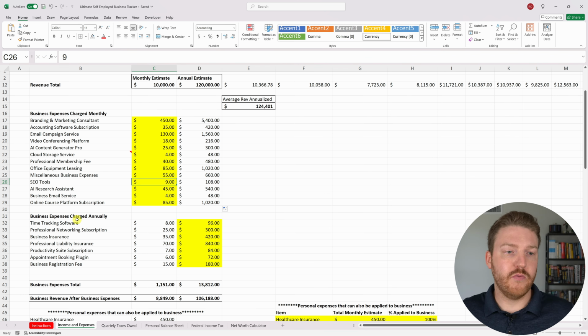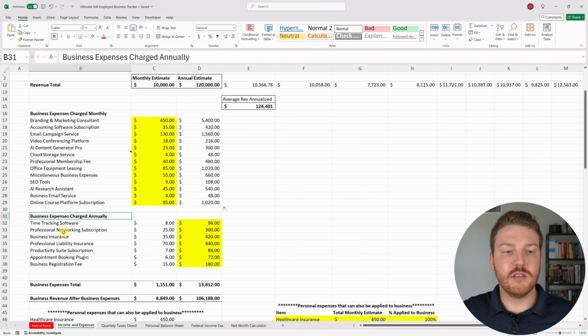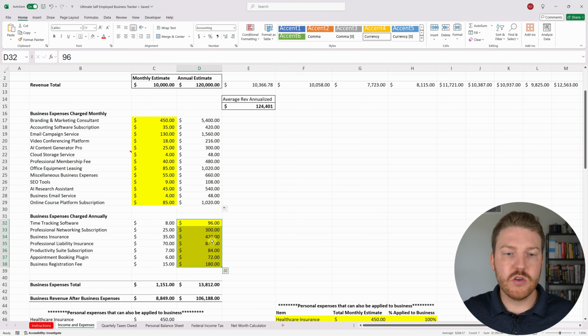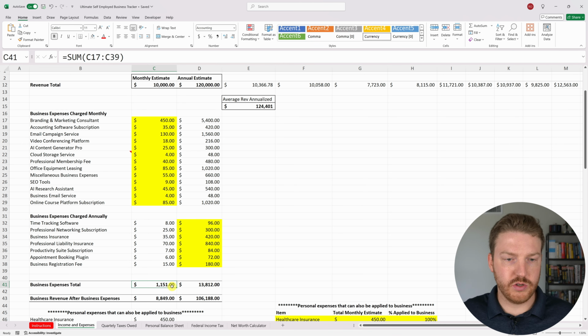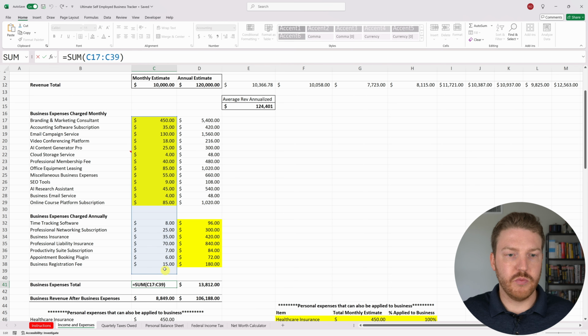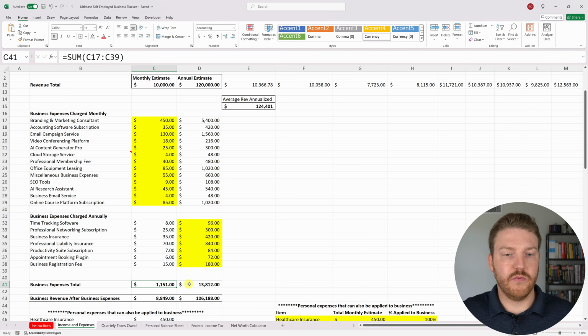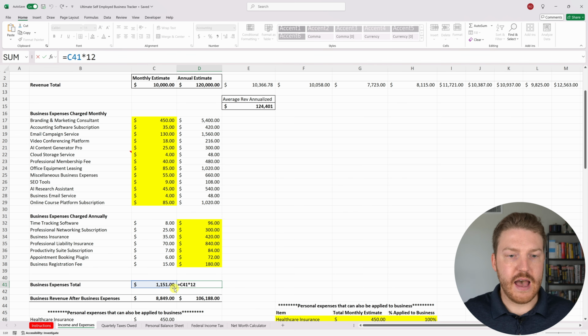And now for the business expenses charged annually, I put in the actual annual value that I'm paying for each of these things, and then I just divide that value by 12 to get the monthly value. Then we can sum every single monthly value to get the business expenses total for the month, and multiply that value by 12 to figure out our total business expenses annually.